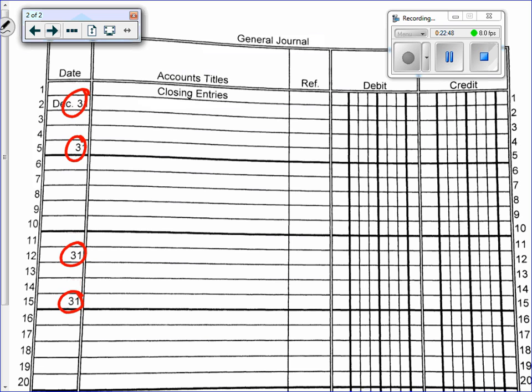Our first one. We closed sales into where? Income summary. Sales was our debit. Income summary was our credit for $1,000 each. Where did I get that? I just did the T accounts visually for you, and you're just plugging them into a journal entry.